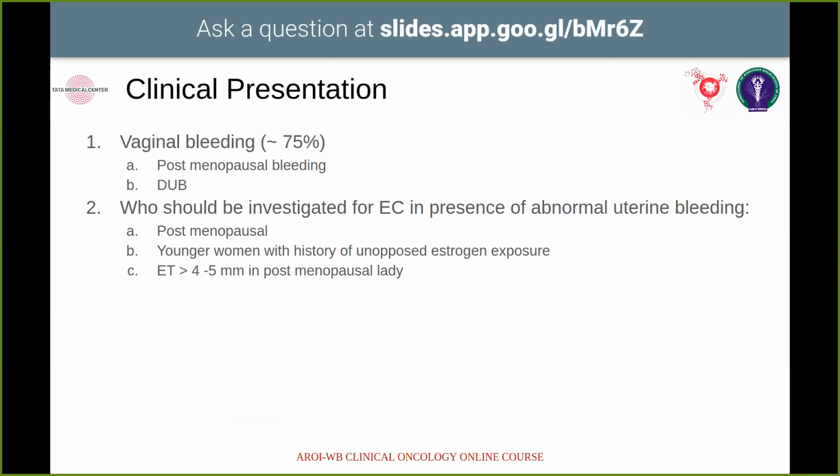Now, it should be remembered that if a postmenopausal lady presents to you with postmenopausal bleeding, there is around a 5 to 10% risk that this patient may be having an endometrial cancer, especially if endometrial hyperplasia is also present. So a patient who is postmenopausal or a younger age woman with a history of unopposed estrogen exposure, this may be exogenous estrogen, this may be in the form of ovarian tumors, and you may have to look at signs of estrogen exposure or elicit history of estrogen exposure in her. And presence of an endometrial thickness more than 4 to 5 millimeter in a postmenopausal lady are all conditions where you should suspect the presence of an endometrial cancer.